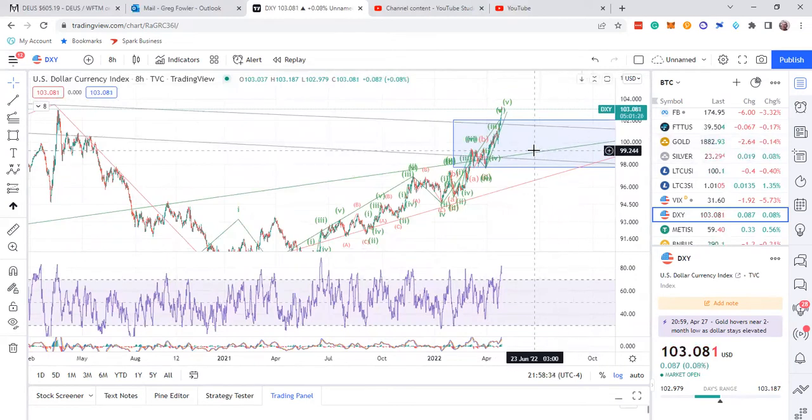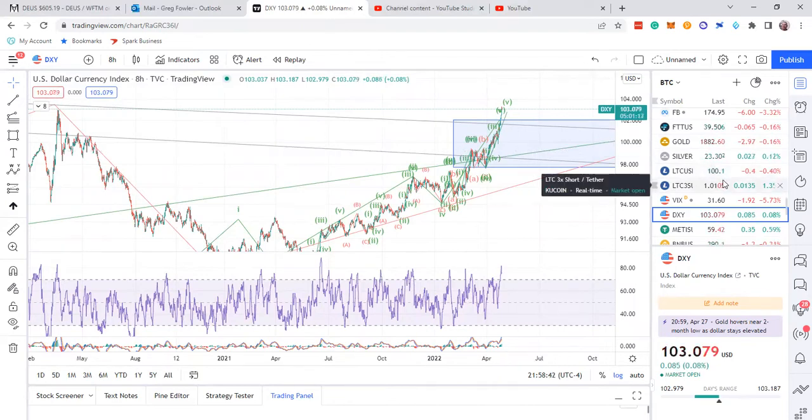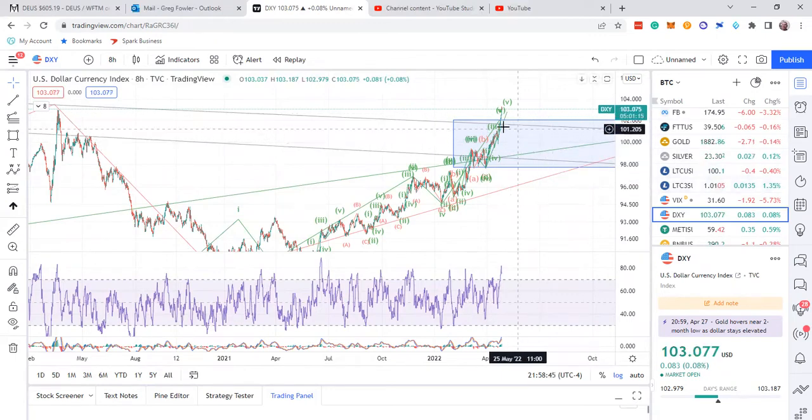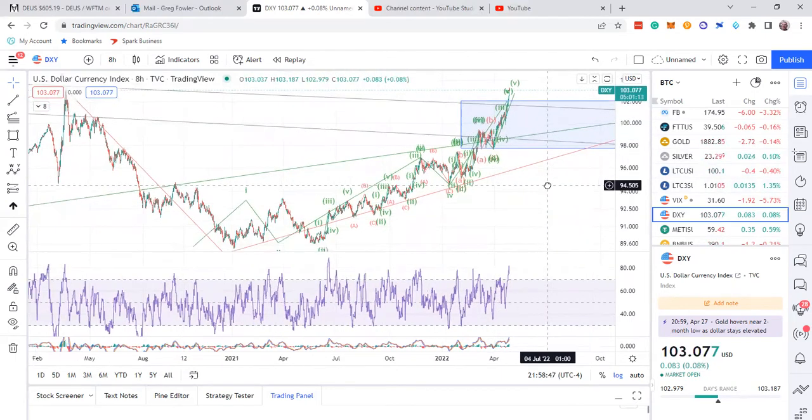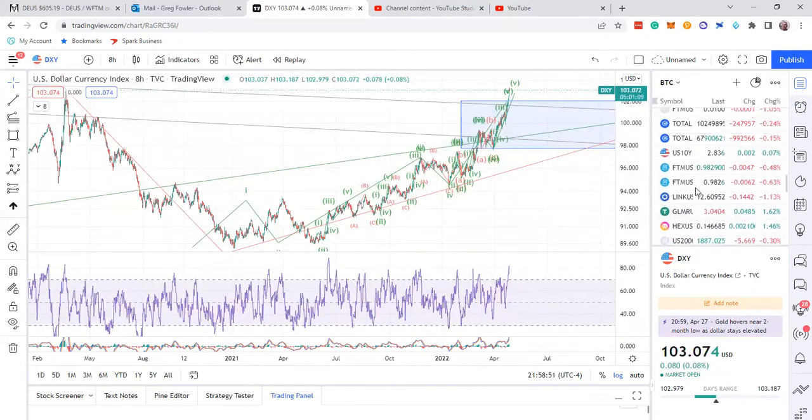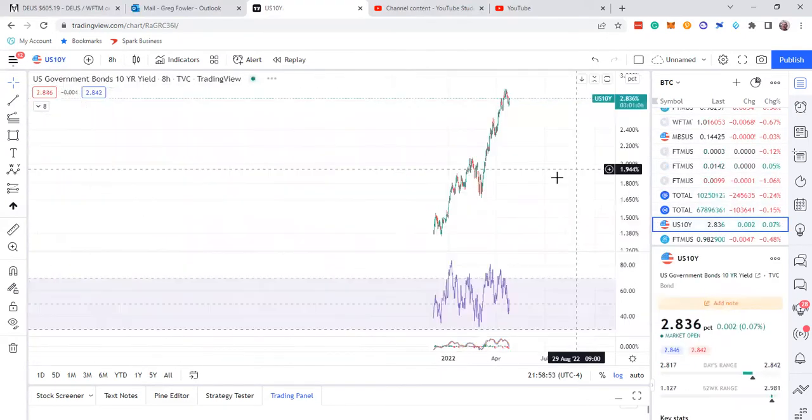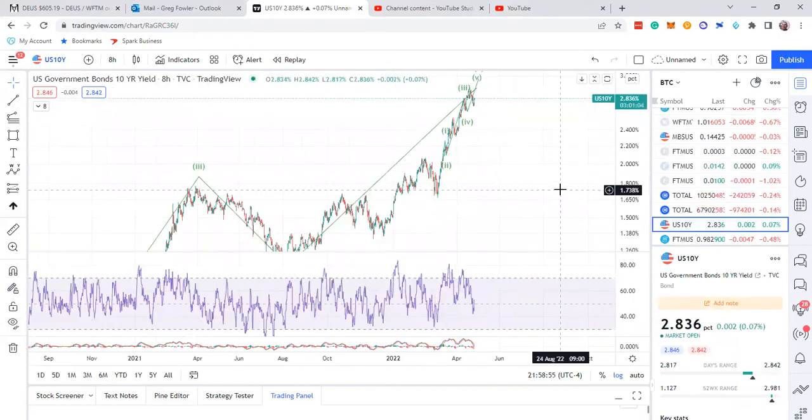If that happens, crypto is going to go way down. It's just going to get decimated. Technology, Dow, all the risk assets are just going to get slaughtered. So everybody's running to the dollar right now. People are getting out of bonds. I'm looking at the 10-year treasuries. The reason these are going up is because people are leaving bonds.